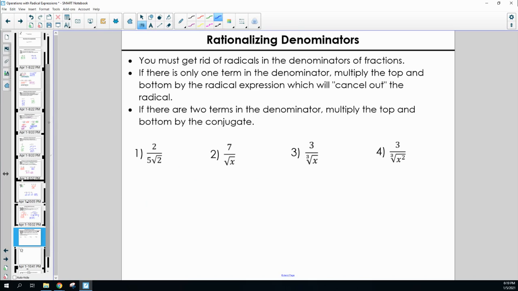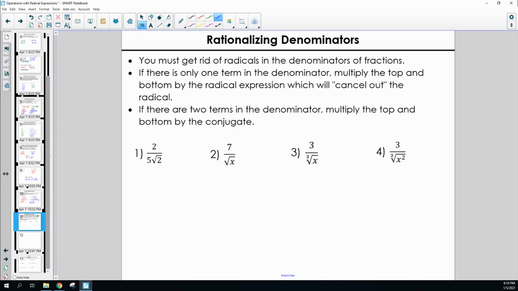Okay, and the last thing we're going to look at is how we can rationalize denominators. So we want to get rid of radicals in the denominators of our fraction. We don't want to ever have radicals in the bottom, so we have to rationalize them. If there's only one term in the denominator, then you need to multiply the top and bottom by whatever radical expression will cancel out the radical. If there are two terms in the denominator, we want to multiply the top and bottom by the conjugate. Okay, so here are all examples where we just have one term in the bottom.